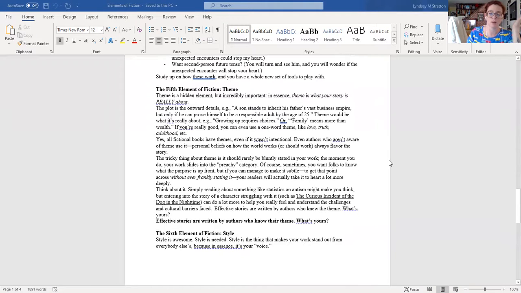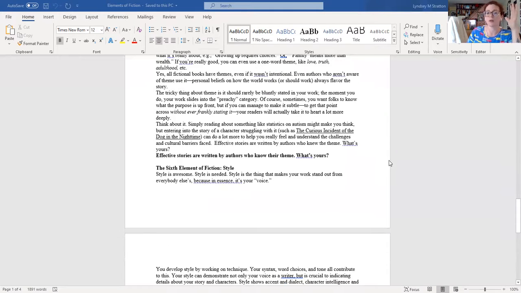So theme carries over. However, pieces of fiction can be harder to carry over that theme because it is fake. It's not a real piece of work. And that's also why it's so low on the totem pole of the order of the elements of fiction. Okay, that's why it's number five.